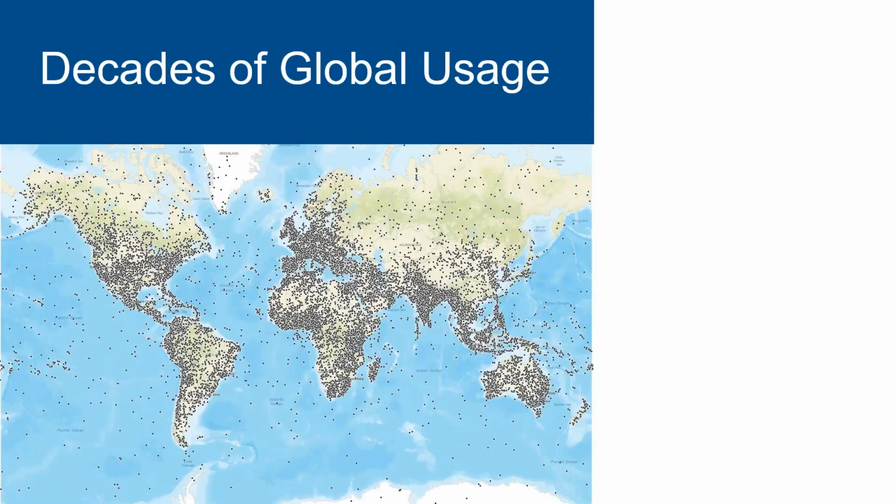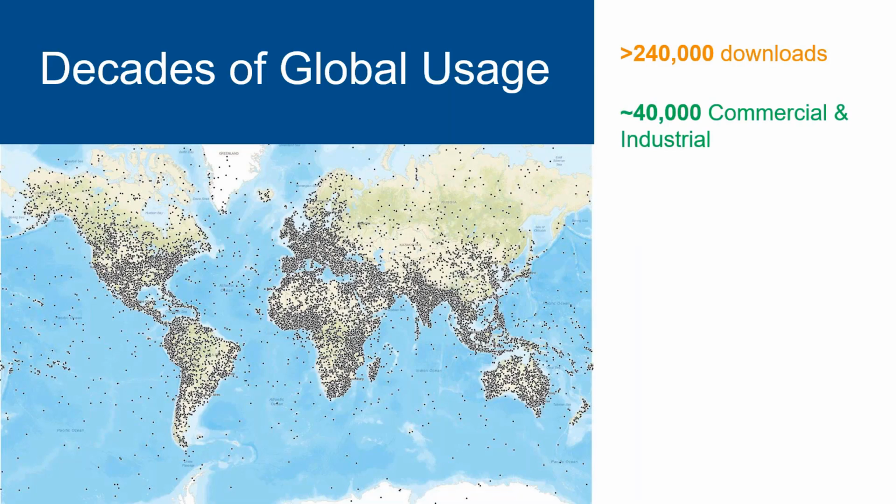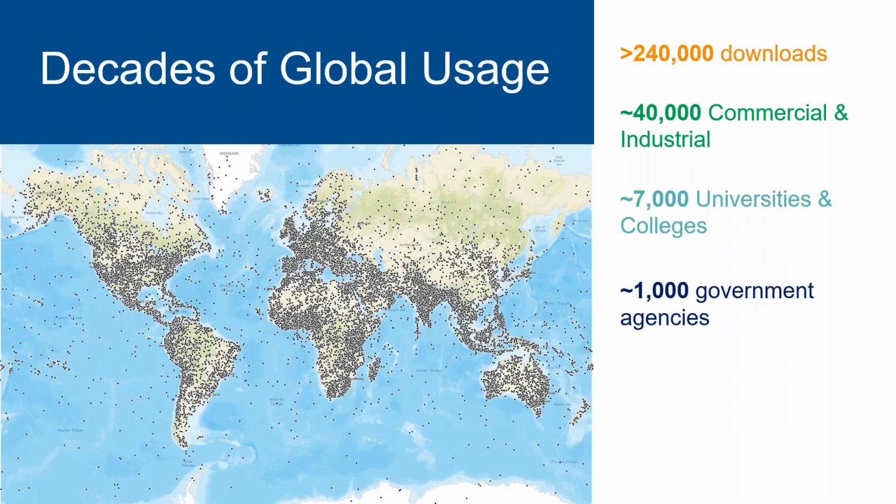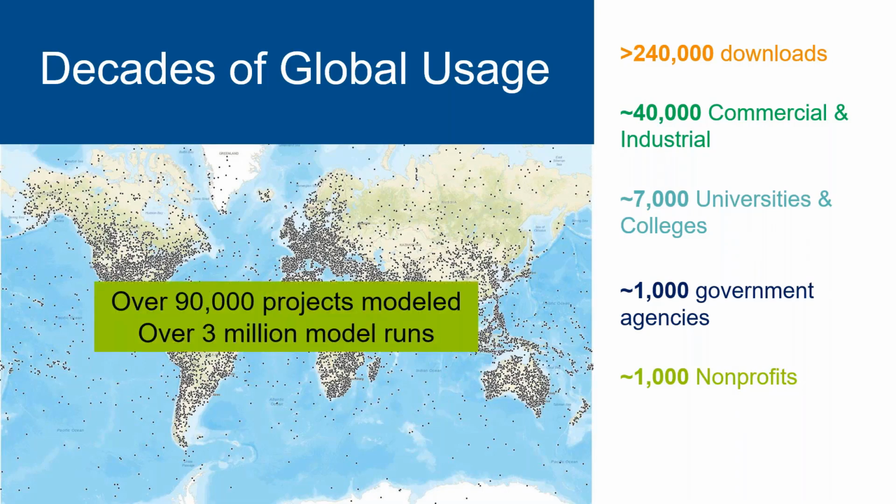HOMER has really helped define and create the microgrid market. It's been downloaded by over 240,000 people. These people belong to about 40,000 commercial and industrial organizations, 7,000 different universities and colleges, 1,000 government agencies, 1,000 nonprofits worldwide, and you can see really these dots are all HOMER runs. Over 90,000 different projects have been modeled, and over 3 million models have been run, and that's just since the release of HOMER Pro in 2014.